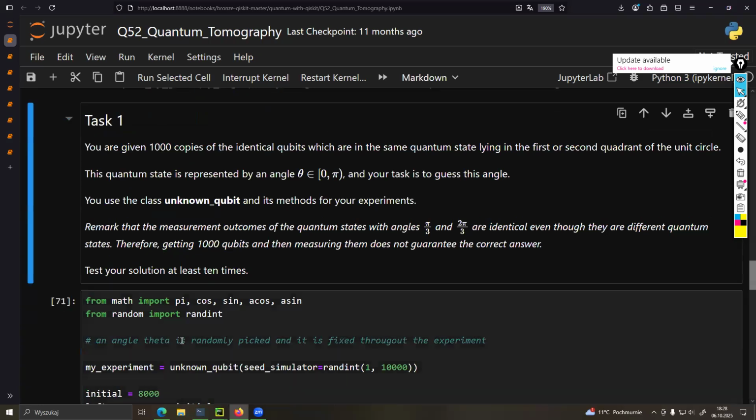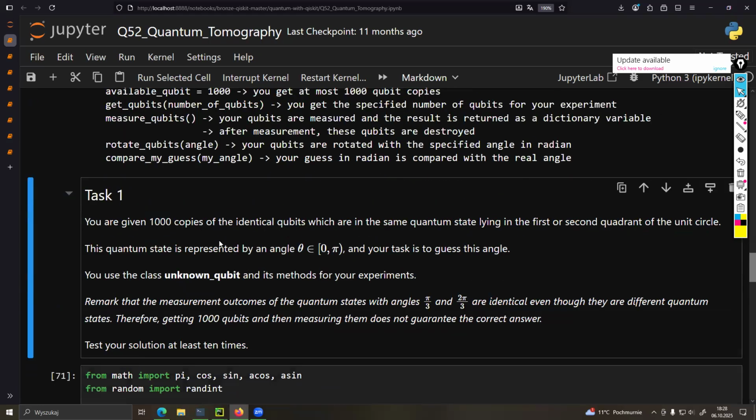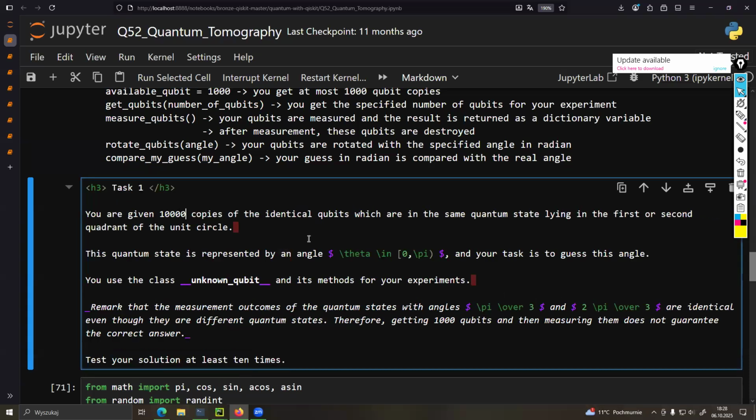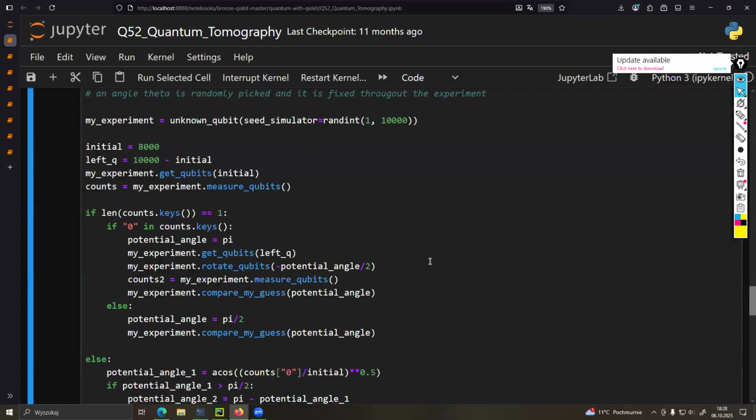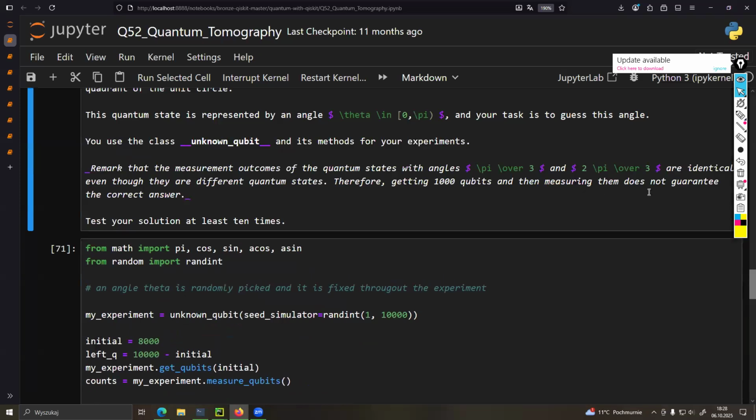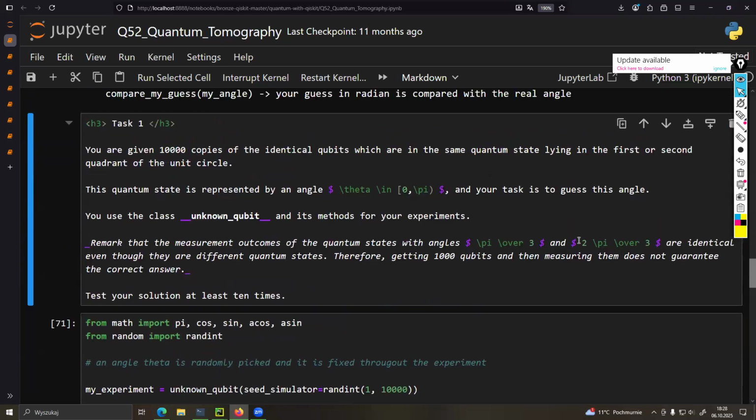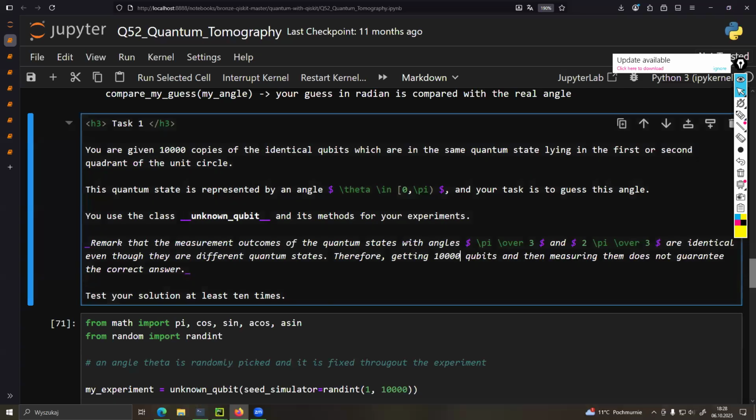I have changed the number of copies to 10,000 to have some more precision. So let me quickly check, oh, there it is, 10,000.